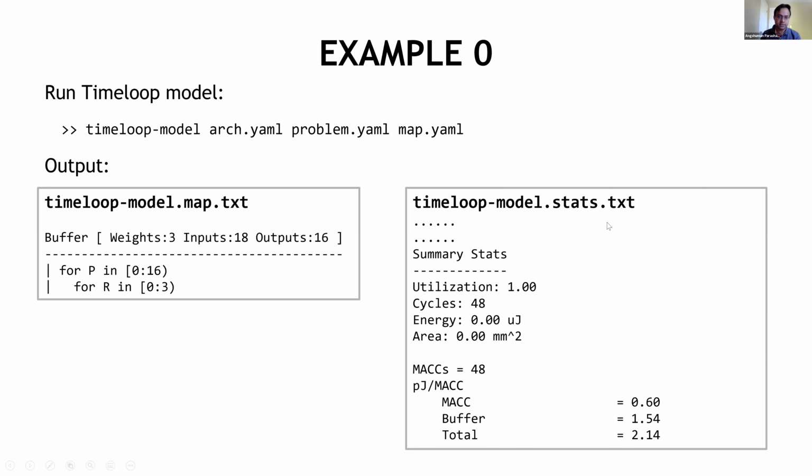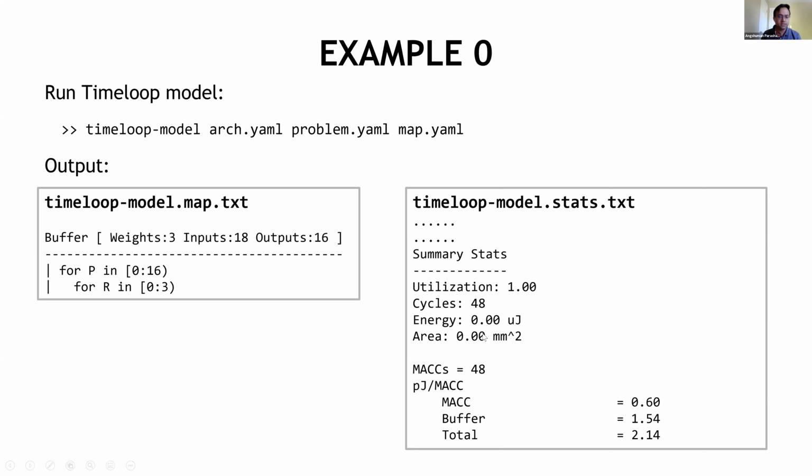And it also spits out stats. It's a model, so it's going to spit out a bunch of stats. You can see a bunch of ellipses here, which means there's a lot of detailed stats for every single level of your architecture's hierarchy. It's going to spit out detailed stats for that. And then it's going to spit out some summary stats about the overall utilization of the architecture, cycles, energy, and so forth.